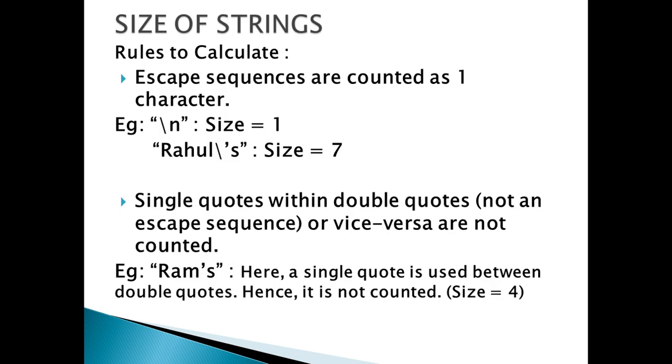Single quotes can be given within double quotes and double quotes can be given within single quotes. If that is the case, the single quotes or double quotes that are given within the string are not counted. See the example, RAM apostrophe s. The size of this string will be 4.